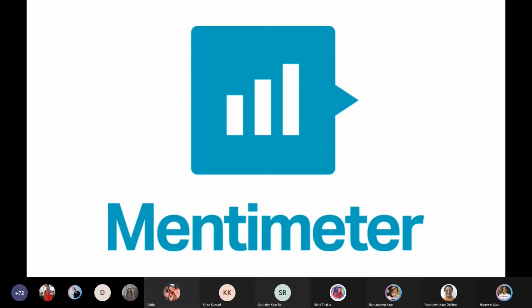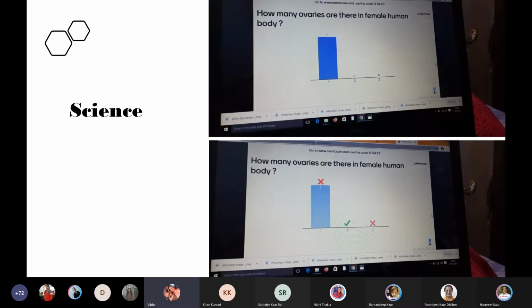So, first, we will start with the Mentimeter. Yes, Mentimeter was used by so many of our teachers, and it's a very good tool when it comes to MCQ questions. And in science class, it was used by Nisha ma'am. There are some pictures related to the questions, and you can see on the screen the answers. There are bars of answers where you can see the correct and the wrong ones, and the bar raises up and comes down.